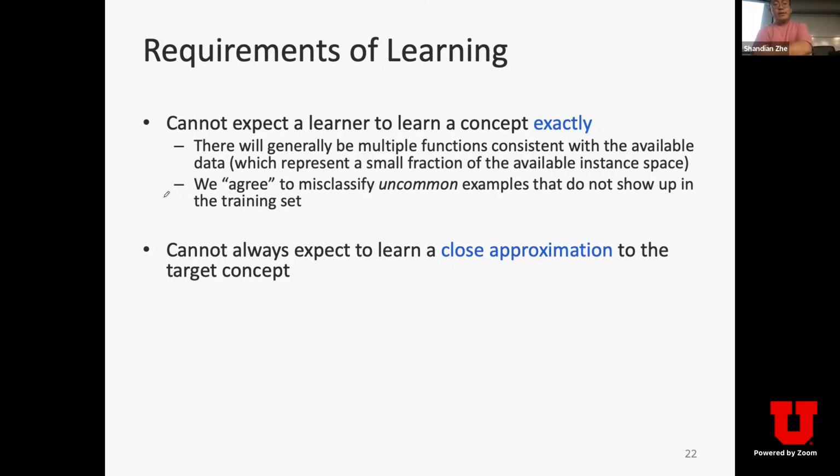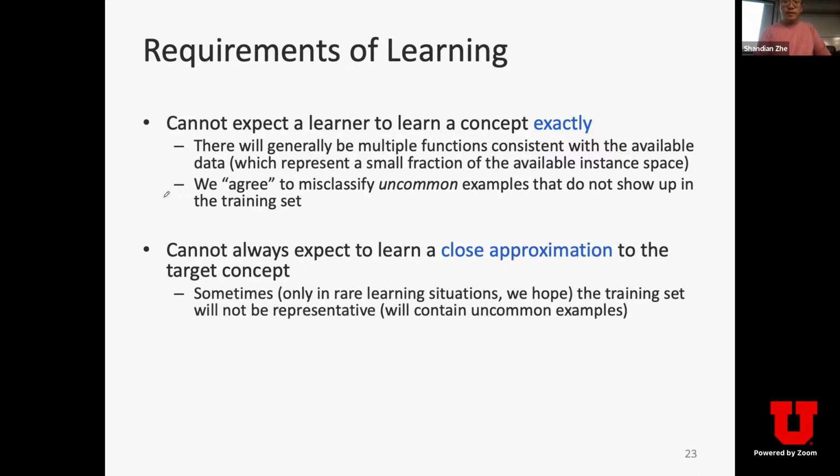And the second thing is probably even more pessimistic in that we cannot always expect to say, okay, our learner, our model can always find the target function exactly. But we also cannot say we can always learn a close approximation to the target function. Why is that the case?